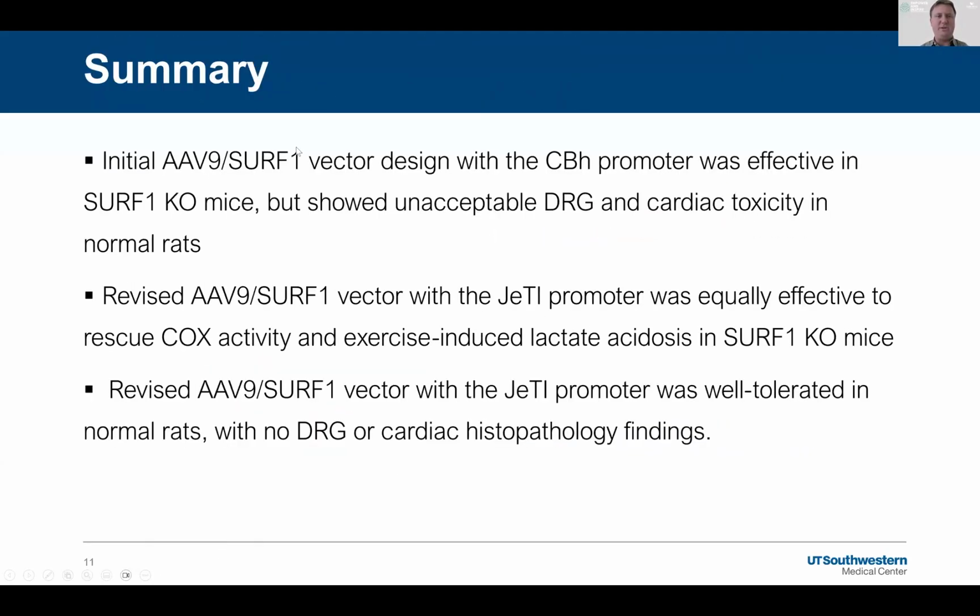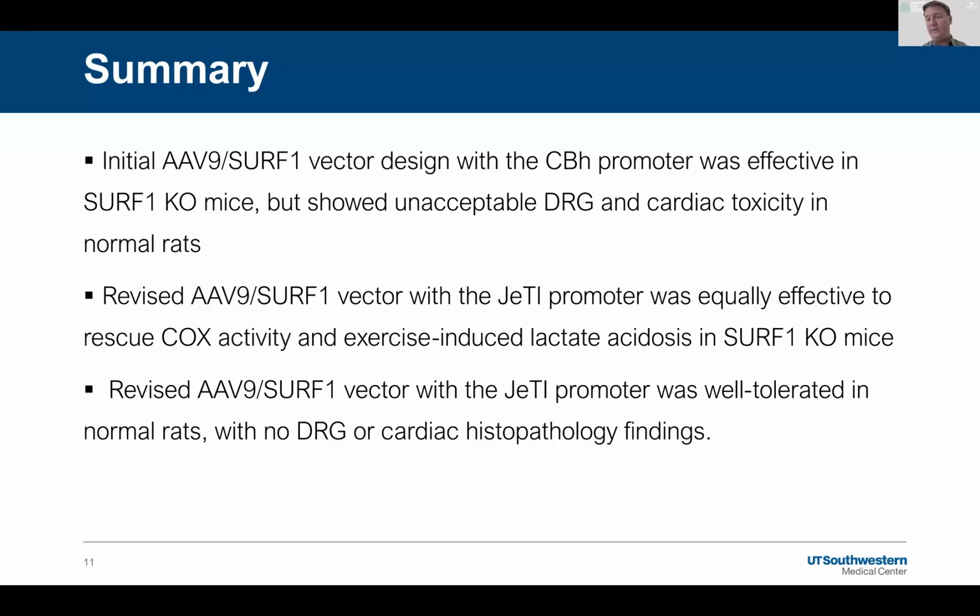So overall, again, this initial vector design that we published with the CBH promoter was effective in the SURF1 knockout mice, but it showed unacceptable toxicity in normal rats. By revising the vector design to use this JET-I promoter instead of CBH, we were able to achieve the same degrees of efficacy as with the original construct. In some cases, like the heart, we saw better efficacy. And very importantly, our revised SURF1 vector design with this JET-I promoter was well tolerated in normal rats.